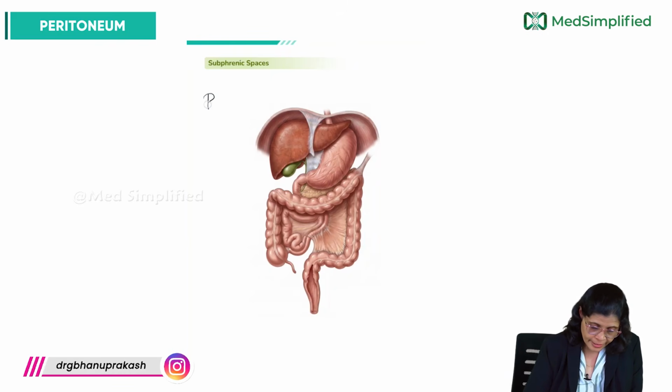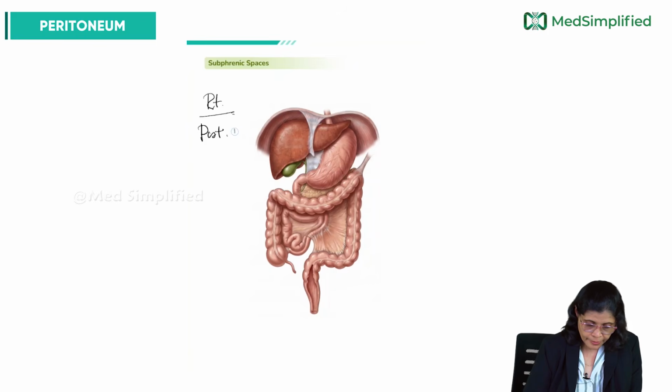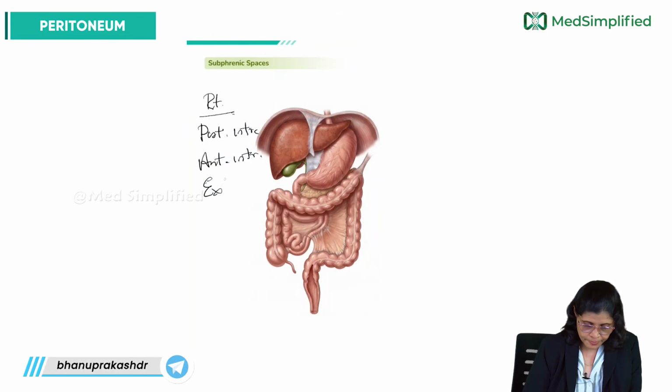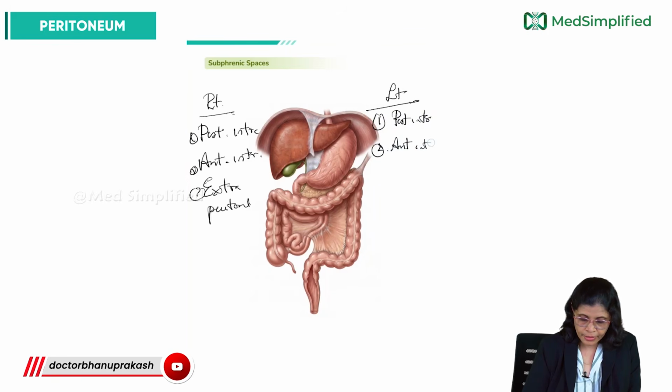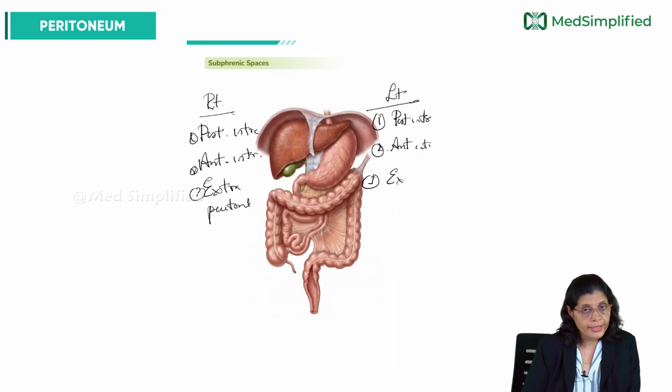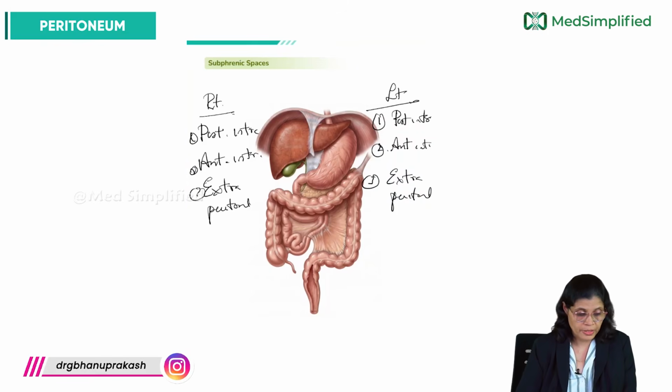So on the right side, we have the right posterior intraperitoneal, right anterior intraperitoneal and right extraperitoneal. Okay, so 1, 2 and 3. Similarly, on the left side, we have the left posterior intraperitoneal, left anterior intraperitoneal and left extraperitoneal. So these are the 6 subphrenic spaces.